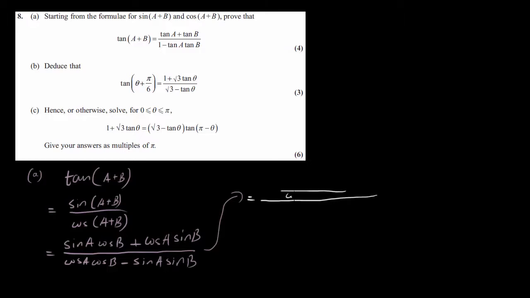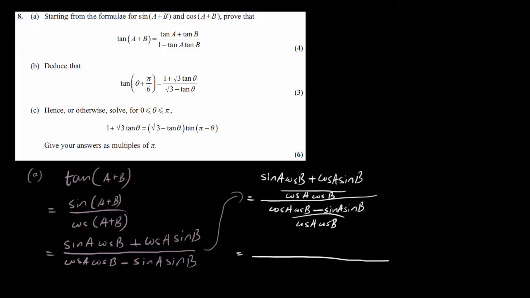So upstairs is going to be divided by cos A cos B. So it is going to be sin A cos B plus cos A sin B, and then this is going to be cos A cos B minus sin A sin B, divided by cos A cos B. So I'm dividing both upstairs and downstairs by cos A cos B. If we further simplify this, this turns out to be sin A cos B divided by cos A cos B plus cos A sin B divided by cos A cos B.